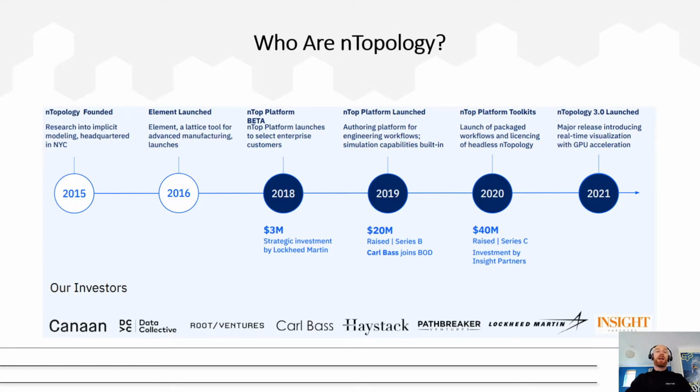nTopology soon realised that their maths-based approach had advantages far beyond just working with lattices, and it had the potential to provide a whole new way of designing parts based on maths and data. In 2018, nTopology took all of its learning from Element and launched its beta version of Platform. Lockheed Martin were one of the first to see the potential of Platform and got on board with a $3 million investment. As further investments were secured in 2019 and 2020, even more features were added to Platform, giving engineers faster and more efficient tools to work with.